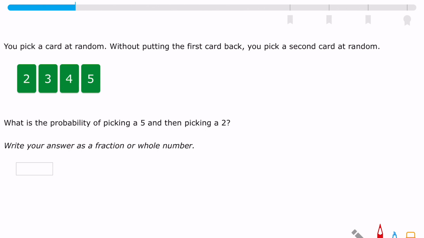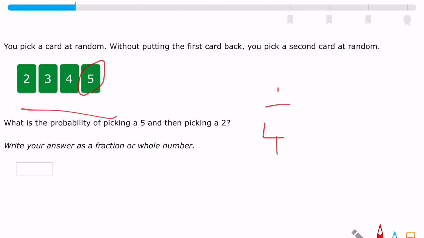Okay, you pick a card at random. Without putting the first card back, you pick a second card at random. What's the probability of picking a 5 and then picking a 2? Answer as a fraction or a whole number. Okay, so to pick a 5, it's only 1 out of the 4 different cards, because we only have one 5, and there's 4 total cards. So we're going to put 4 in the denominator, and we're going to put 1 in the numerator.